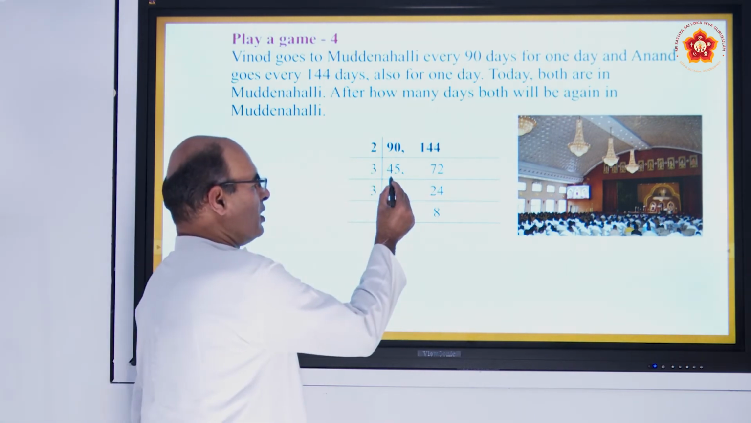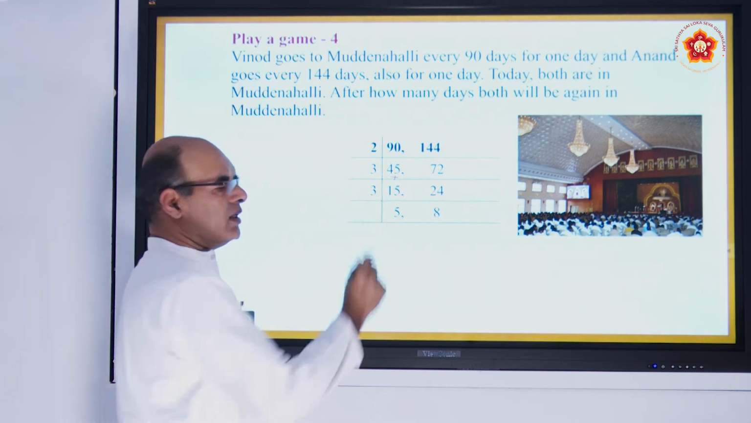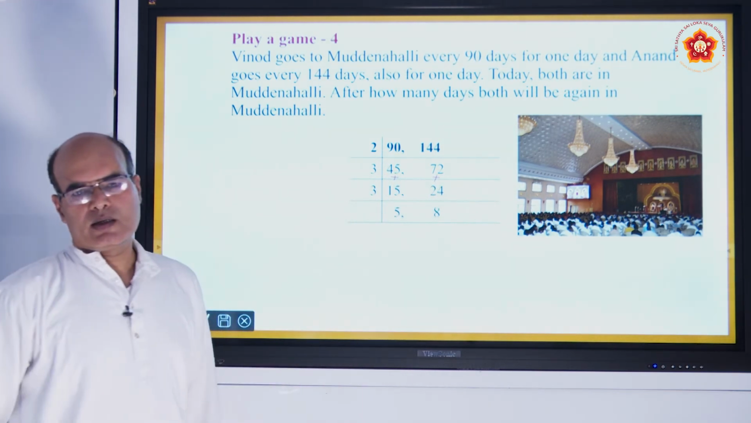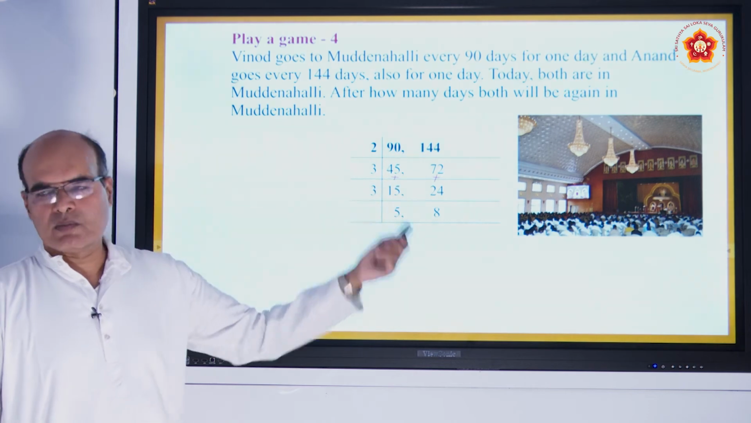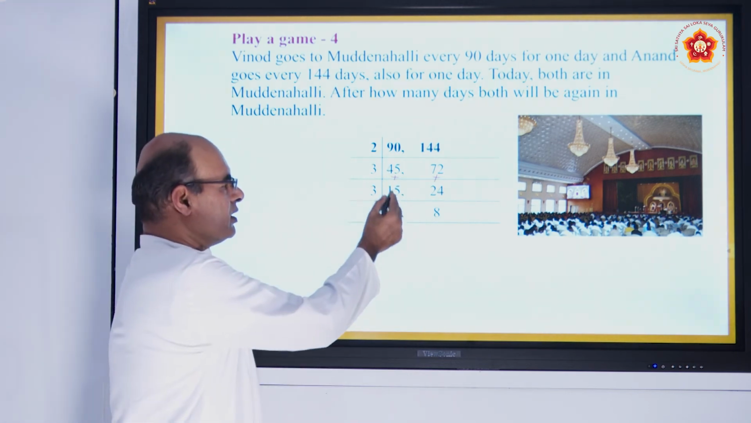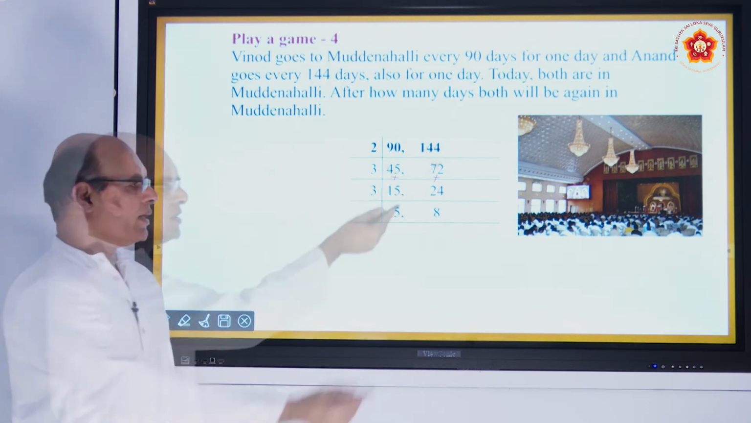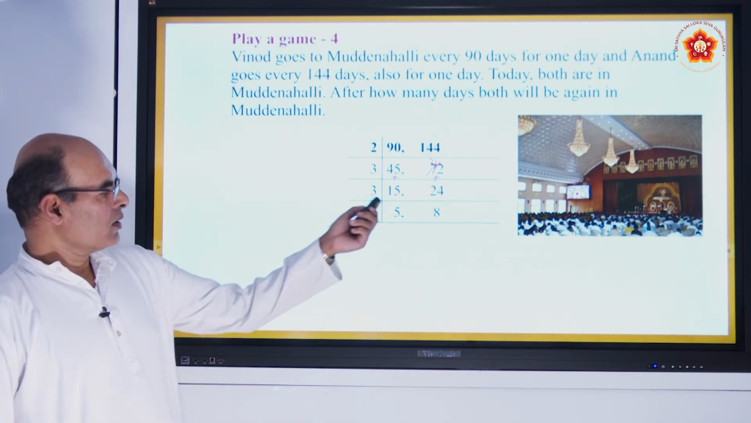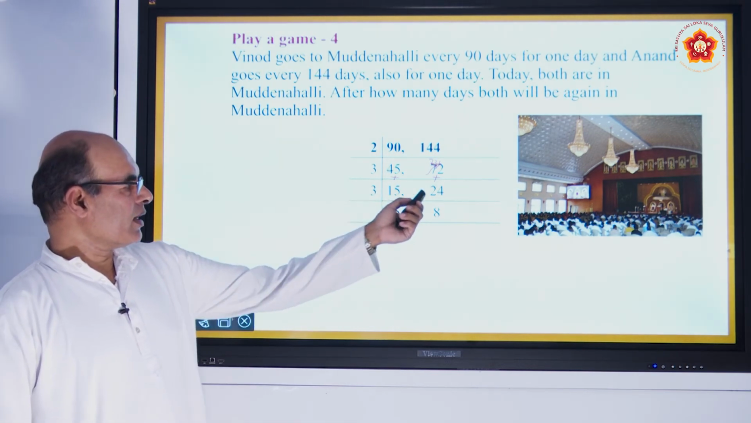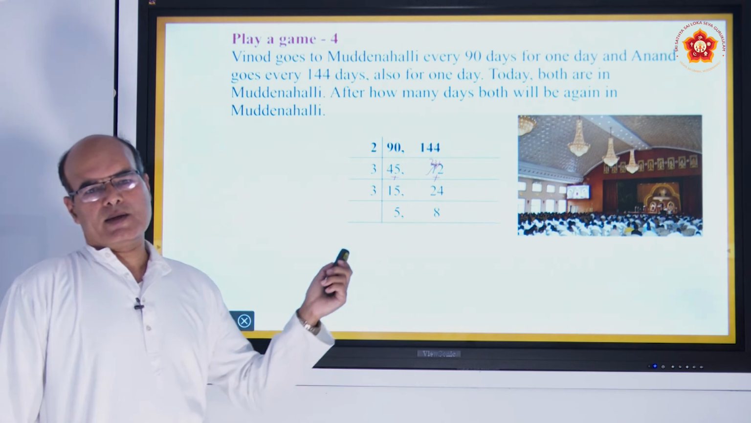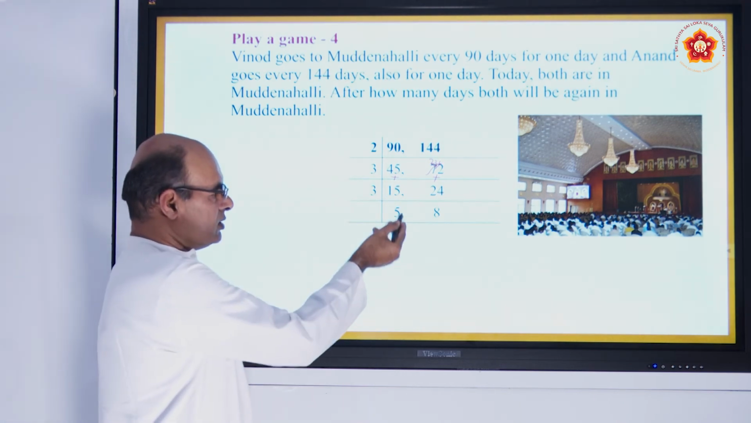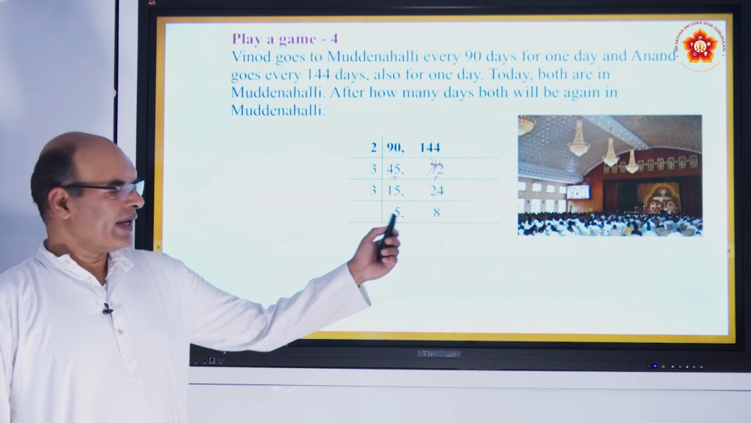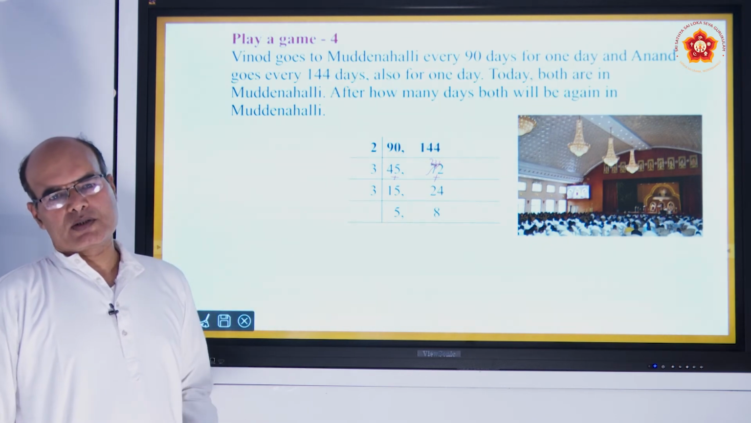So check the sum of their digits. 4 plus 5 is 9, divisible by 3. 7 plus 2 is 9, divisible by 3. So take 3 and divide both numbers. We get 3 15s are 45 and 3 24s are 72. Now again this 15 and 24 are divisible by 3. So 3 5s are 15 and 3 8s are 24. 5 and 8 are co-prime numbers.